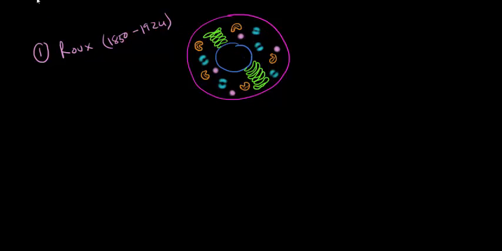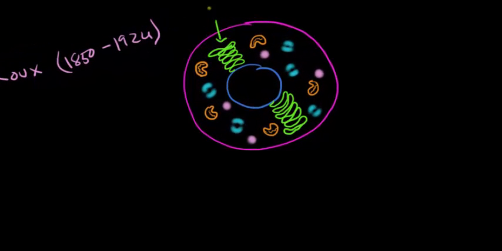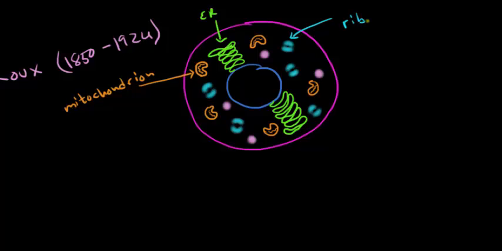So I drew a cell here, and I drew a couple of the organelles also. Let's just label them. We have the endoplasmic reticulum here. We have a couple of mitochondria. In singular, it's mitochondrion. And then we have a couple of ribosomes. I'm just going to abbreviate it like that. And I also drew some vesicles. And of course, in the center, we have the nucleus.